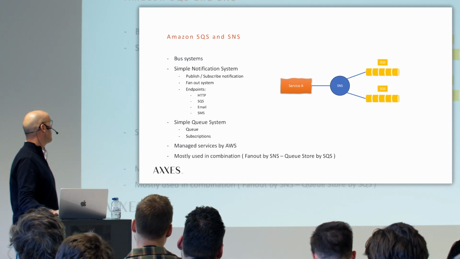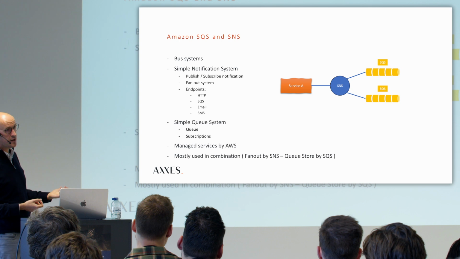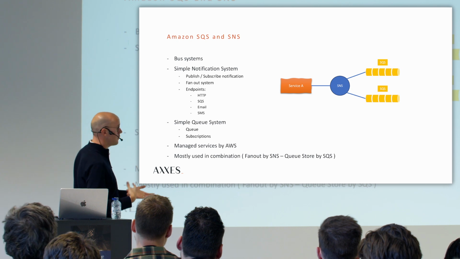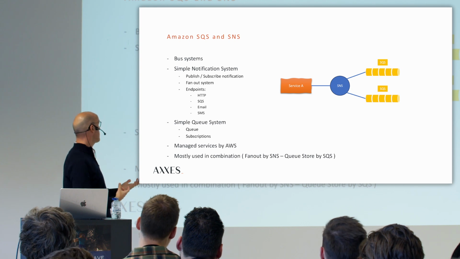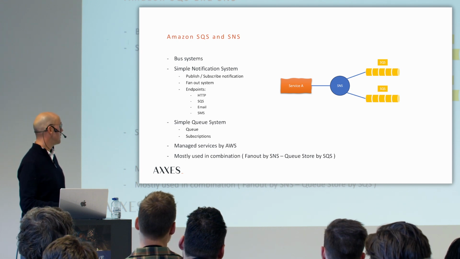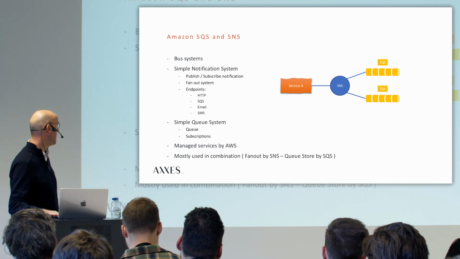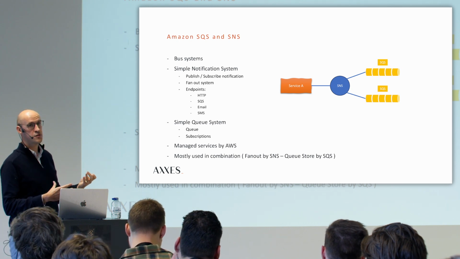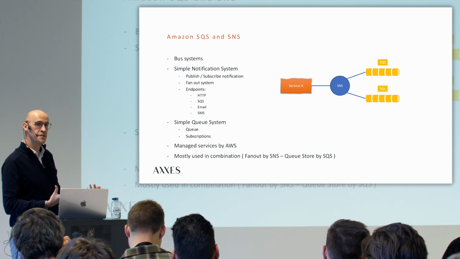Now, on the other hand, we have the bus systems, and the bus systems we have in AWS are SQS and SNS. What is SNS? SNS is the Simple Notification Service where you have a publish and subscribe mechanism, where you can have different endpoints, and one of those endpoints can be an SQS, and an SQS is then a queue where you can store your messages. It's also a managed service of AWS, and most of the time they are used in combination. For example, if you're using Service Bus in combination with SQS, they're mentioning SQS, but behind the scenes they're also using SNS.